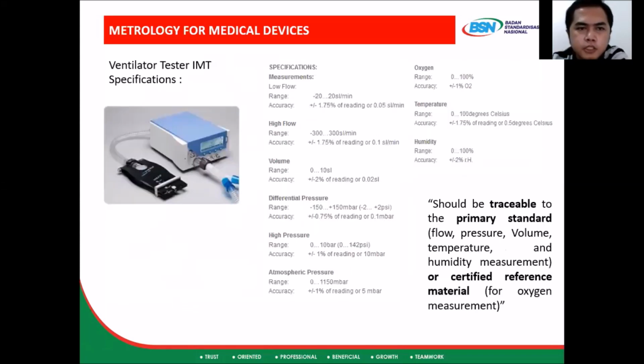This is the specification of the ventilator tester. They are flow, pressure, volume, oxygen. So these parameters should be traceable to primary standards: flow, pressure, volume, temperature, and humidity, or certified reference material for oxygen measurement.